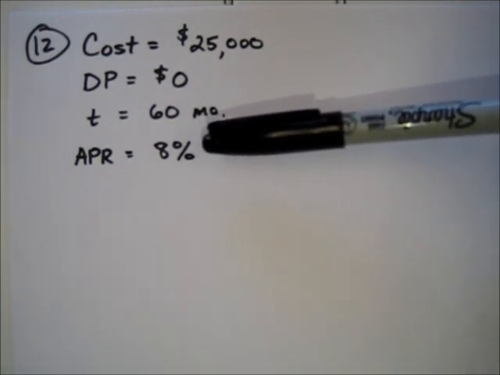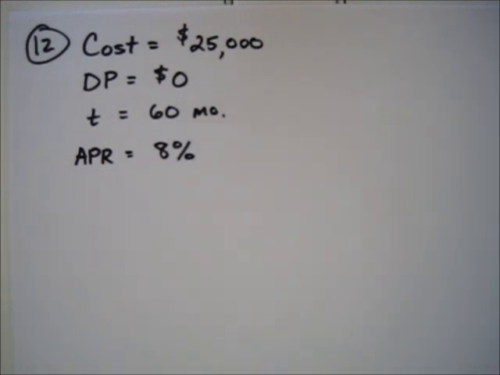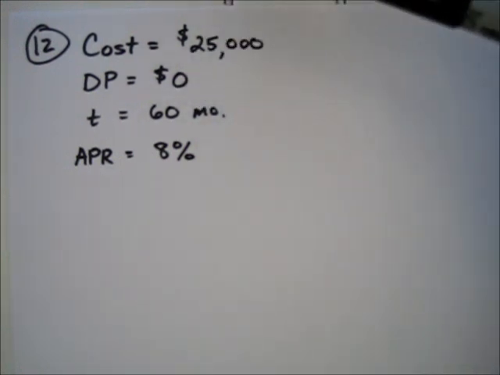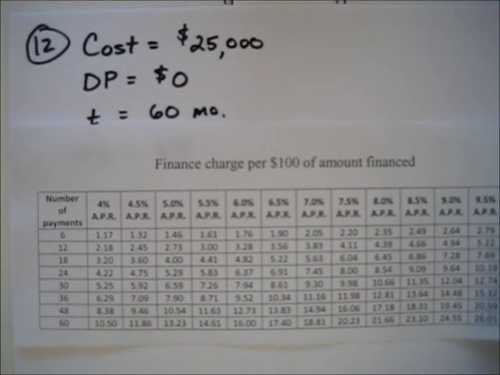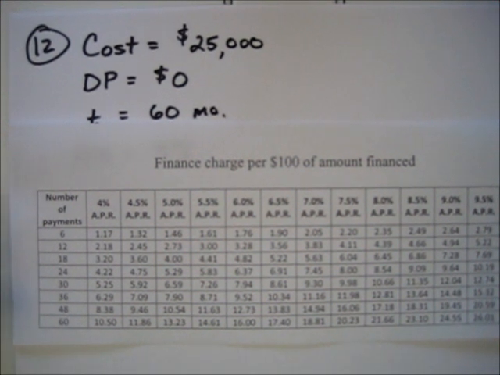So the first thing we're trying to find here is his total finance charge. In other words, how much is he paying for the right to borrow $25,000? Because he's not even paying any money down. So this is a copy of the chart that's in your book. In your book, it's found on page 680. This is what it looks like.